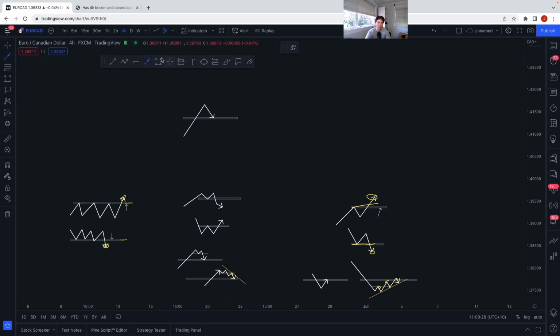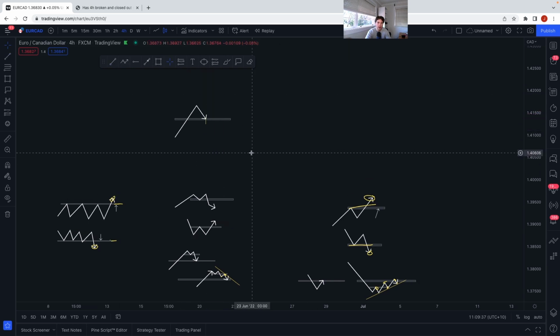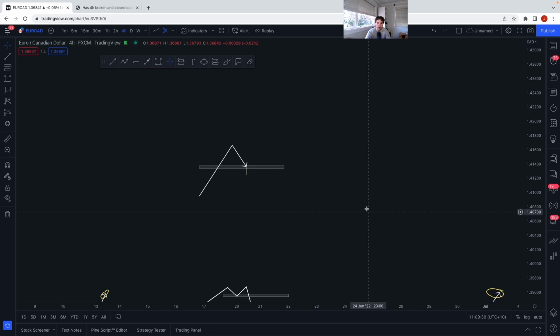Weak rejections, very simple. I want to see a strong weak rejection back down into this level. It doesn't have to be perfect. I could see multiple wick rejections down here, I could see one. Key thing, I just want to see the sellers try to push this down and the buyers come back into control.